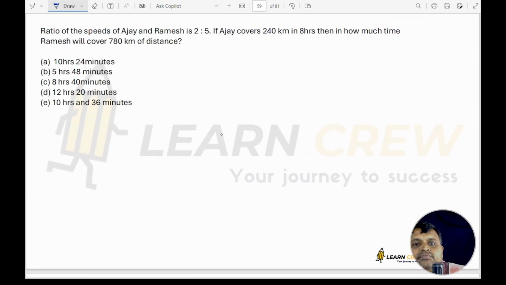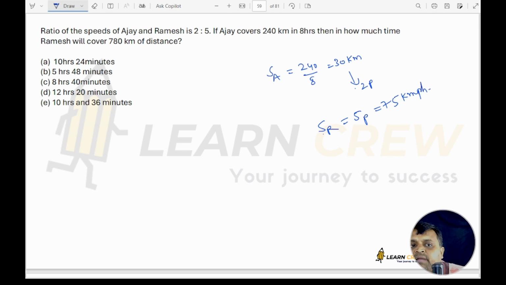The speeds of Ajay and Ramesh are in the ratio 2:5. Ajay covers 240 km in 8 hours, so the speed of Ajay is 240 by 8, which is 30 km per hour. Ajay's speed to Ramesh's speed is in the ratio 2:5. 2 parts is 30, so 1 part is 15, and the speed of Ramesh is 5 parts, which is 75 km per hour.